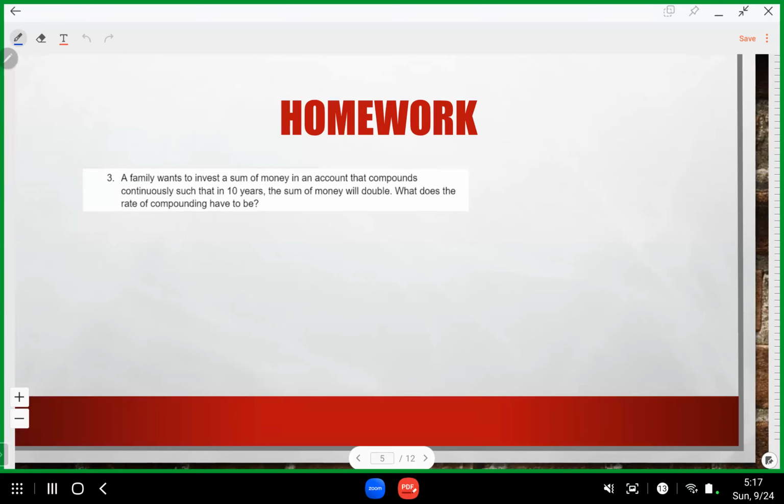Number 3: a family wants to invest a sum of money in an account that compounds continuously, such that in 10 years the sum of money will double. What does the rate of compounding have to be? So this one, you have to use the continuous compounding equation. Remember what e is, it's the natural base. So make sure you use that. I'll come back in like 5 minutes and walk you through this one, and then we'll start a review and also learn what logarithms are.